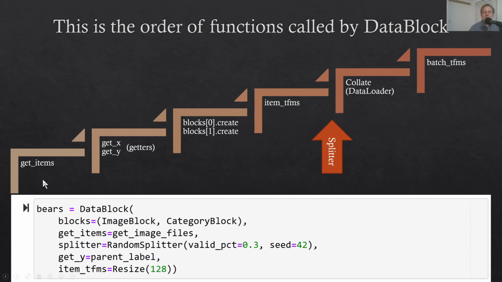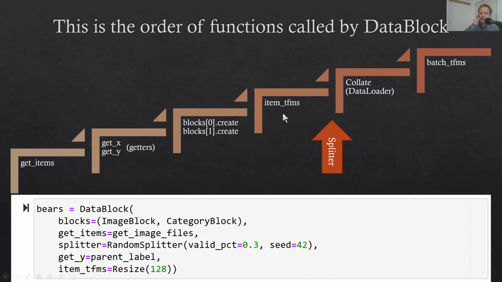We're going to be learning more about the data block API soon, but basically the process is that it's going to call whatever is get_items, which is a list of image files. It's then going to call get_x, get_y. In this case there's no get_x, but there is a get_y, so it's just parent_label. And then it's going to call the create method for each of these two things. It's going to create an image and it's going to create a category. It's then going to call the item transforms, which is resize.